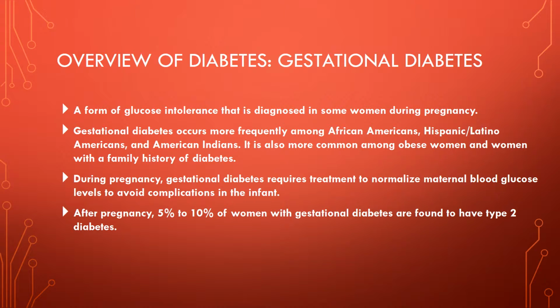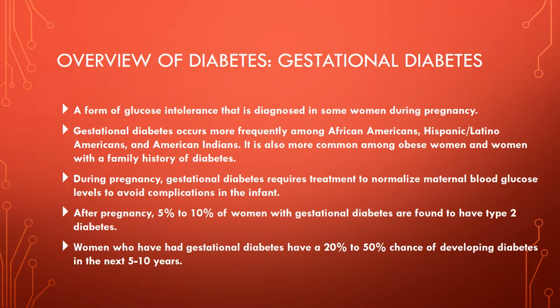This does need to be treated to regulate blood sugar, because what happens is that babies tend to get too large. They become very big babies and they're difficult to deliver. And about 5 to 10% of women with gestational diabetes will develop type 2 diabetes after the pregnancy is over. So certainly not everyone, but they are at a higher risk.